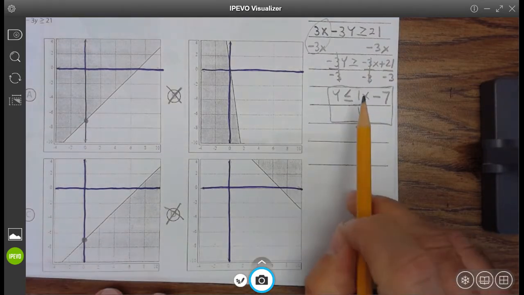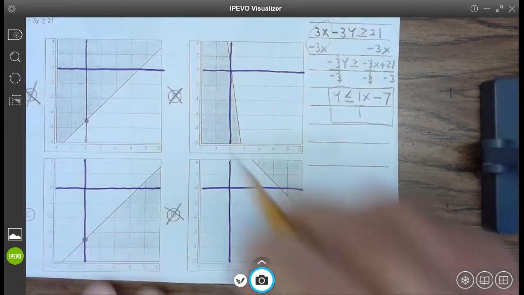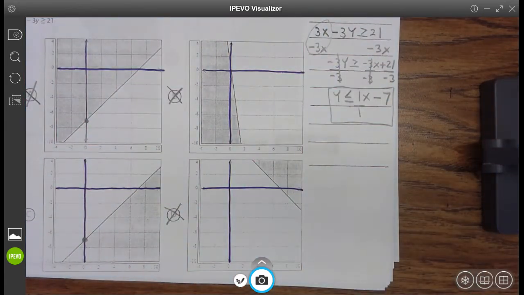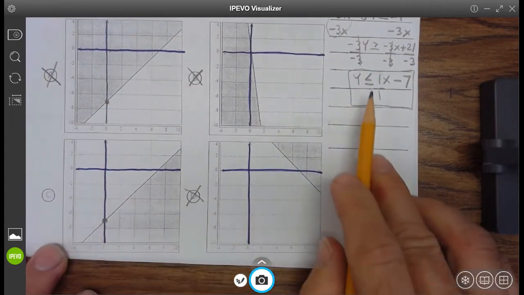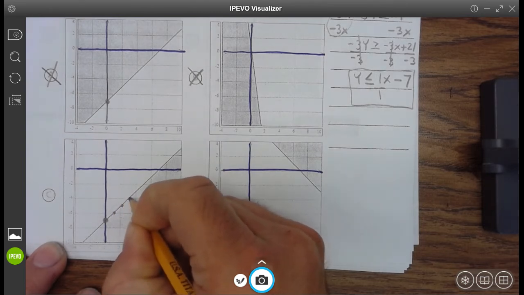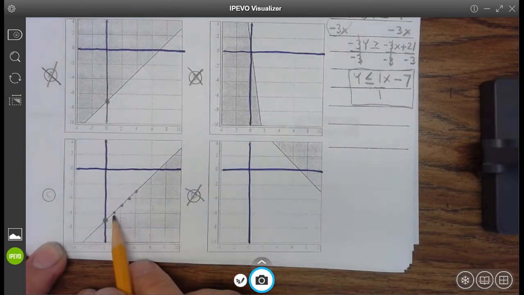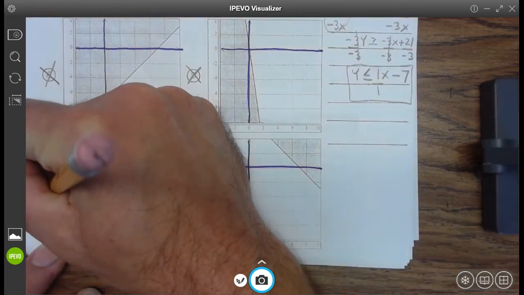Now the slope. Well, first off, the shading is below. So we can mark out A because the shading is above. Okay, so we're looking at C. Well, the answer should be C, but let's verify the slope. The slope is up 1 to the right 1, up 1 to the right 1, up 1 to the right 1. So the slope checks out. The shading and y-intercept check out, so the answer is C.